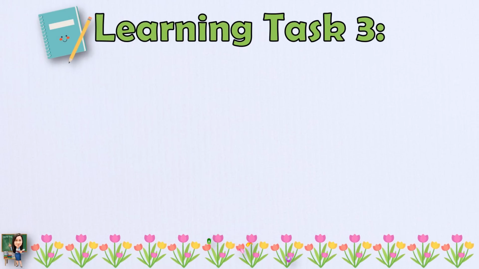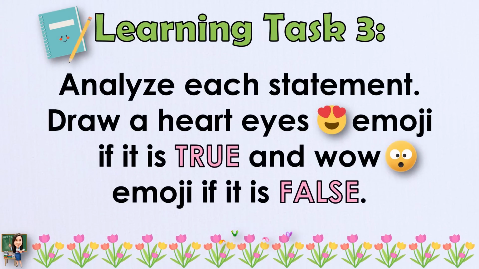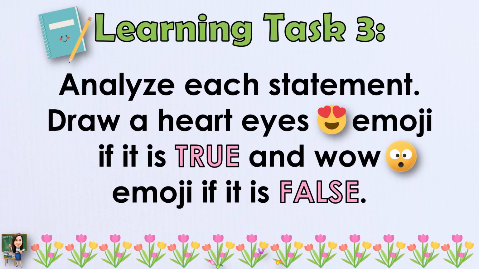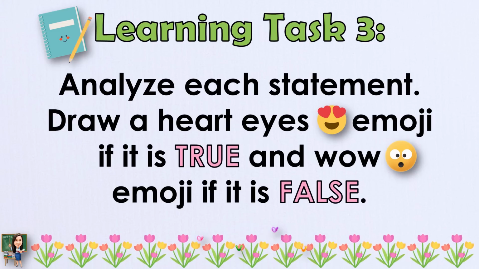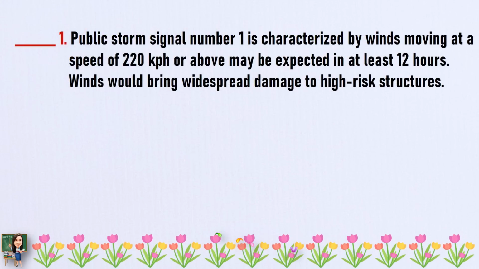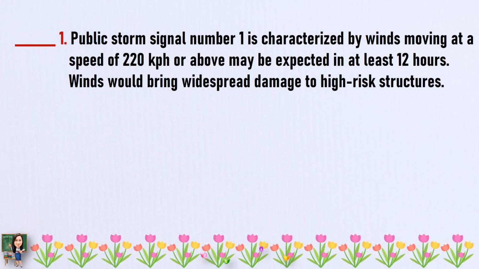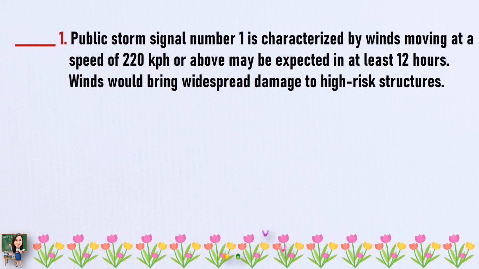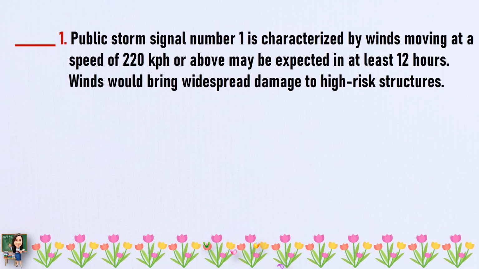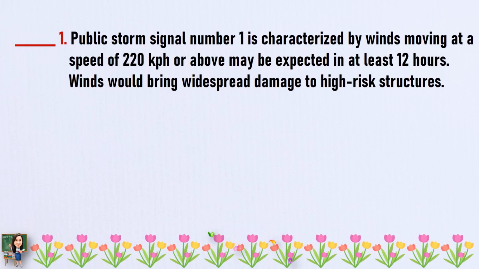For Learning Task 3, analyze each statement. Draw a heart eyes emoji if it is true and a wow emoji if it is false. Number 1. Public Storm Signal number 1 is characterized by winds moving at a speed of 220 km per hour or above, may be expected in at least 12 hours. Winds would bring widespread damage to high-risk structures. Is it true or false?